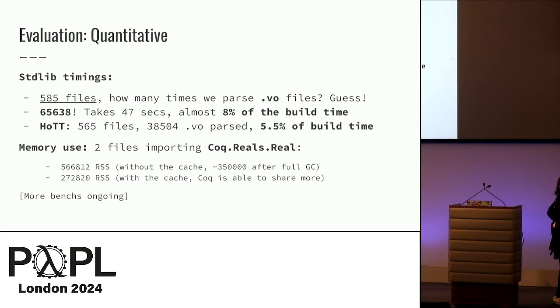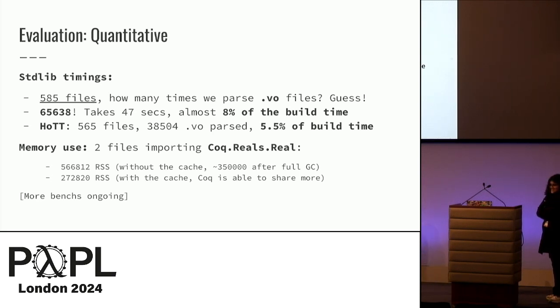For example, the standard library has 585 files. But do you think, okay, sorry, this was supposed to be hidden, how many times do we parse VO files? Actually, we parse VO files 65,000 times. Even if people tell me, hey, Emilio, this is not so expensive, I can tell you, it actually takes like 8% of the build time. Of course, with this interpreter, we can memoize the require. So it's 8% faster, if we didn't have to fight with some stupid API of Coq, it would be a very small change, right?